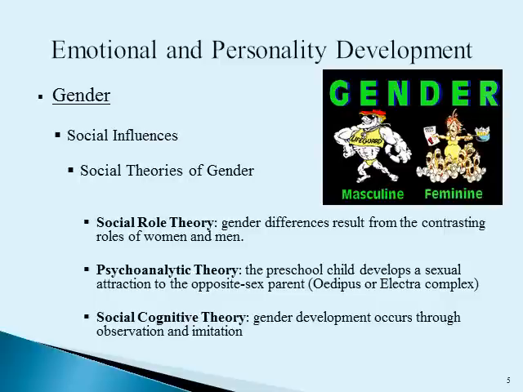So these are some of the different social theories of gender. We have the social role theory, which states that gender differences result from the contrasting roles of women and men. Then the psychoanalytic theory, which was developed by Sigmund Freud, states that the preschool child develops a sexual attraction to the opposite sex parent. So a girl or daughter would be attracted to her father, and a boy or son would be attracted to his mother. And that's called the Oedipus and Electra complex. Then there's the social cognitive theory, which states that gender development occurs through observation and imitation.